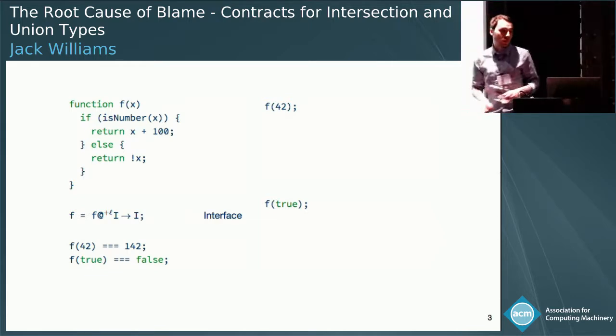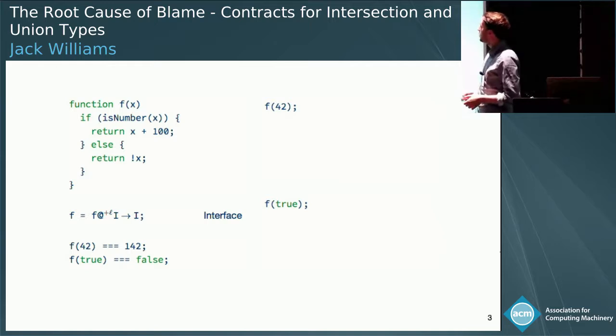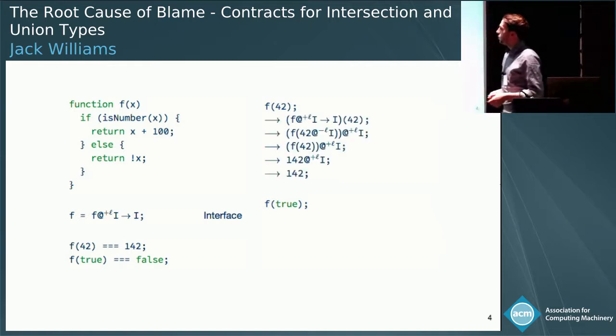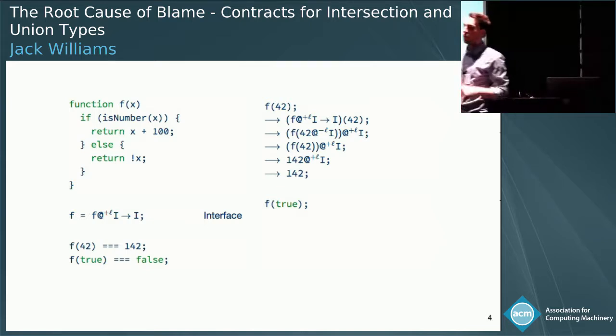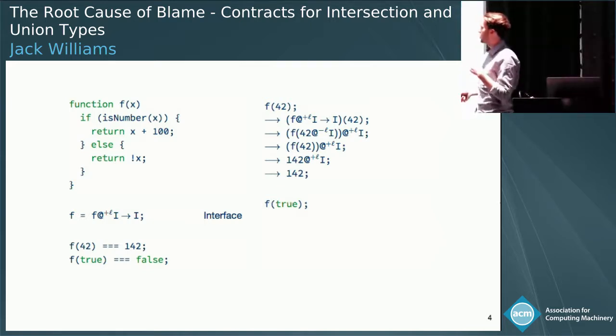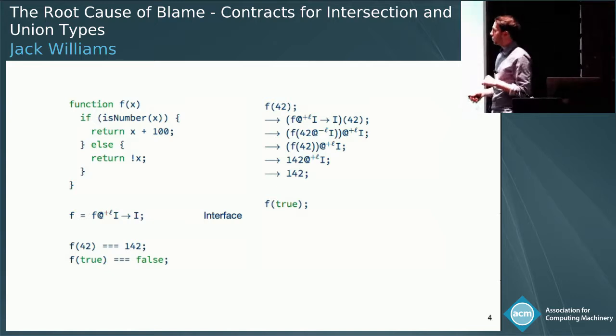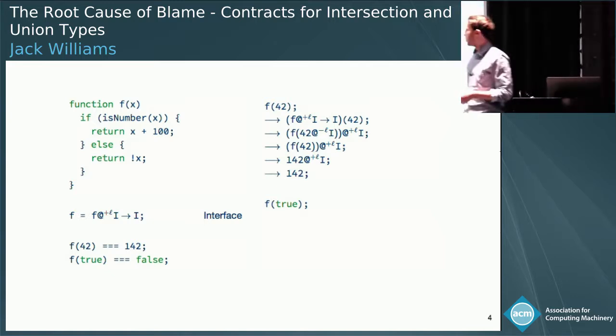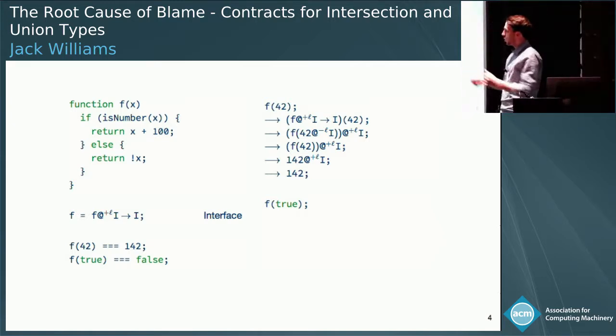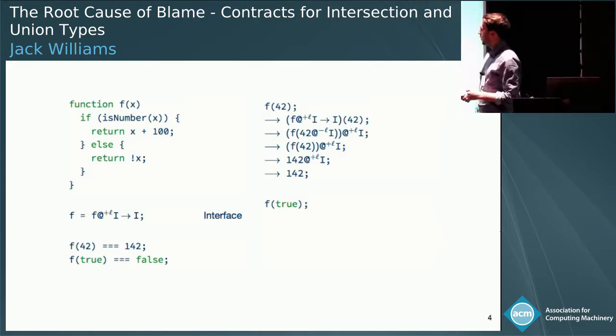So what happens if we try and apply that? We start with the integer argument, and so what's going to happen? Well, we take our wrapped function, and then we apply the wrap rule, so that essentially wraps the argument using the domain contract, applies the function, and then wraps the result using the codomain contract. And so this all works out okay: the domain contract succeeds, we get the result, and then the codomain contract also succeeds. But in the case of the Boolean argument, what's going to happen?